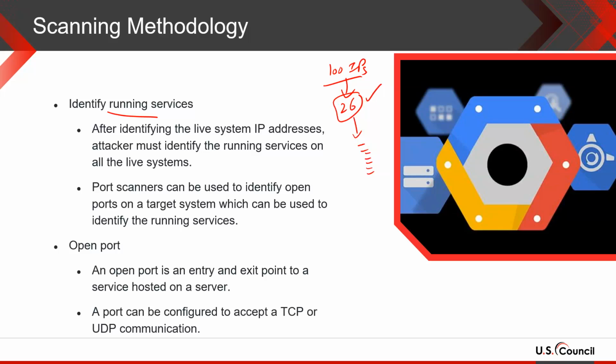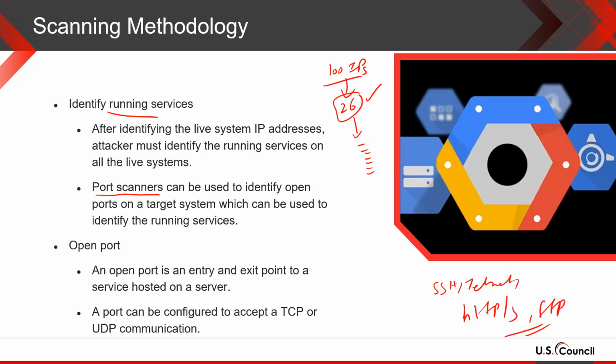Now, to identify running services, for example, the hacker has to check if services like SSH or Telnet or maybe HTTP or HTTPS or FTP are running. So what kind of services are running on the remote machine? To identify this, a hacker can use some applications called port scanners.